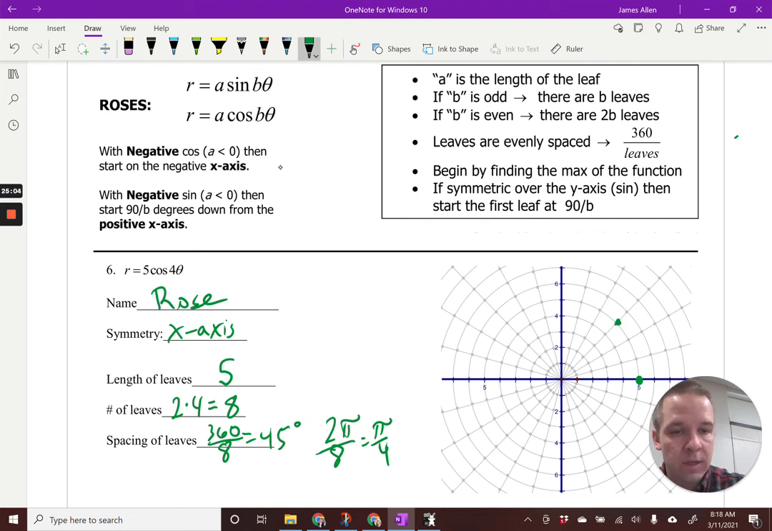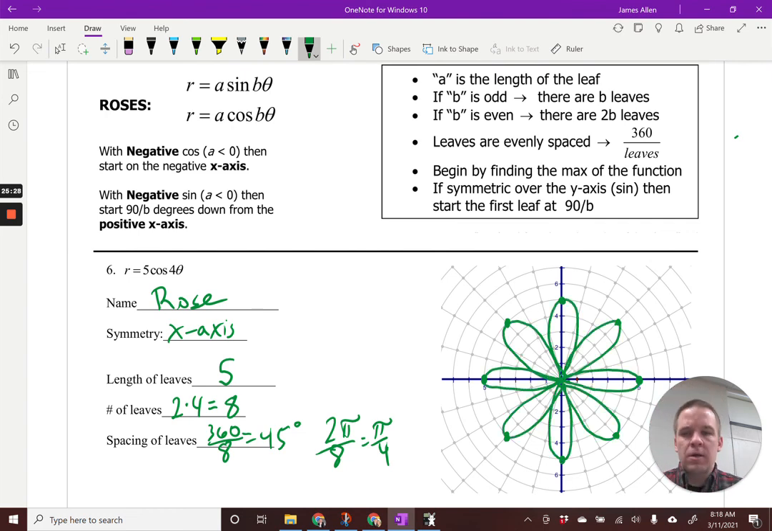So pi over 4 would be here, then here, here, here. There we go. So I've got 1, 2, 3, 4, 5, 6, 7, and 8. And now I'm going to go ahead and draw these wonderfully beautiful rose petals. Well, I messed up. I'm going to pause it. And there we have it, folks. Our first rose. How fun.